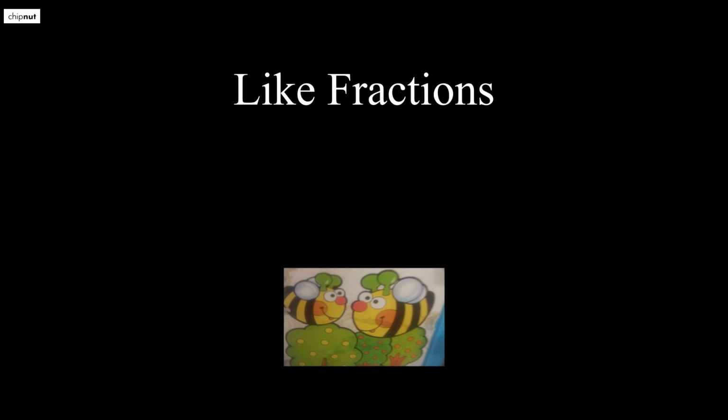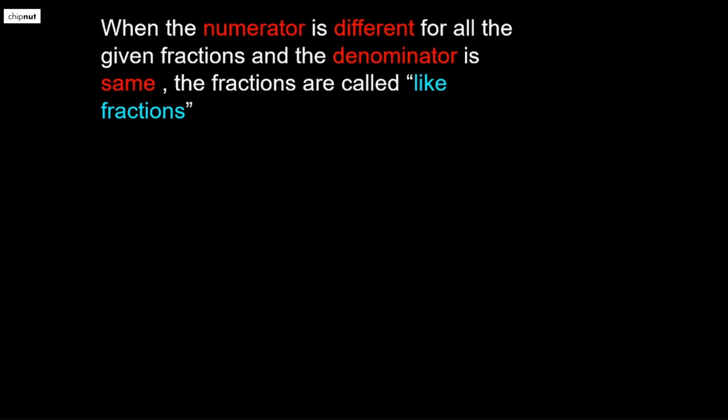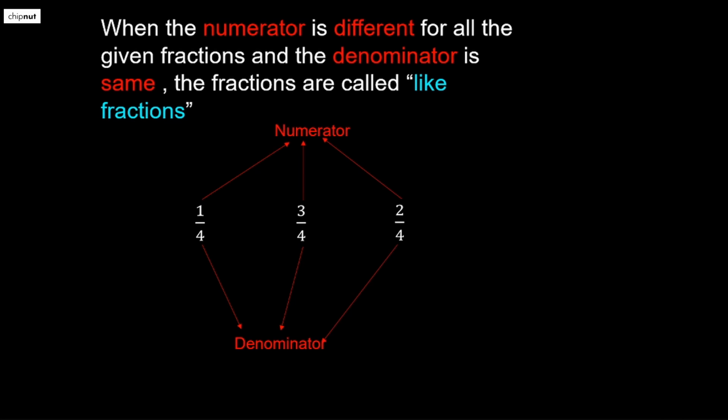Let us understand. When the numerator is different for all given fractions and the denominator is the same, the fractions are called like fractions. Here we can see that the numerators 1, 3, 2 are all different in these fractions, but their denominator is the same. They are examples of like fractions.